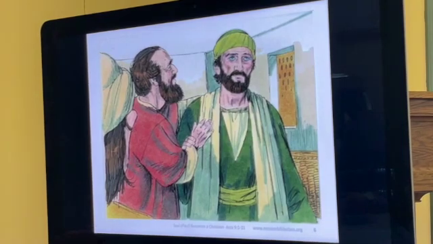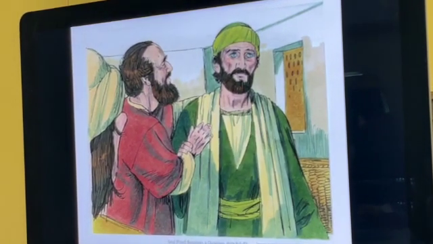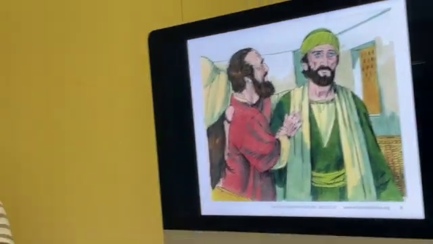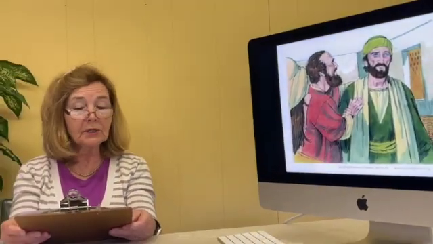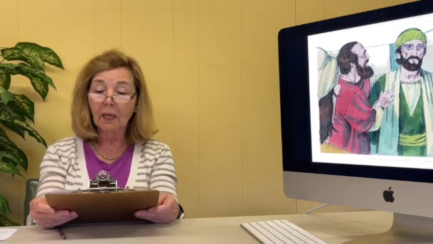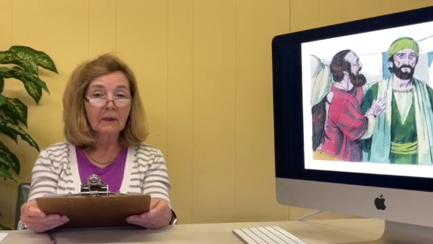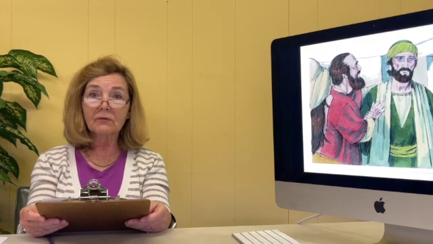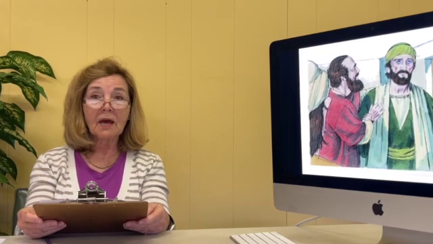So Ananias went to Straight Street and found Saul. He touched Saul and said, "Brother Saul, Jesus, the one who appeared to you on the road, has sent me so that you can see again and be filled with the Holy Spirit." As soon as Ananias said this, something like scales fell from Saul's eyes, and he could see again. Then he got up and was baptized.